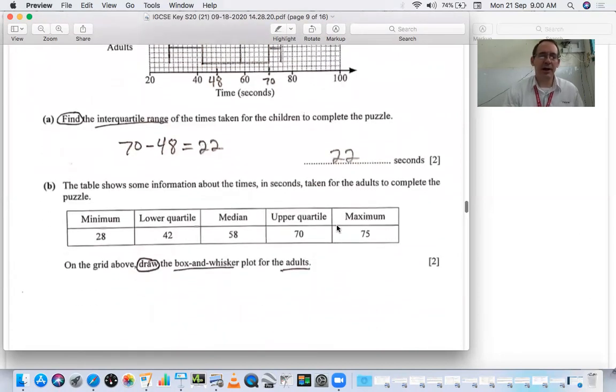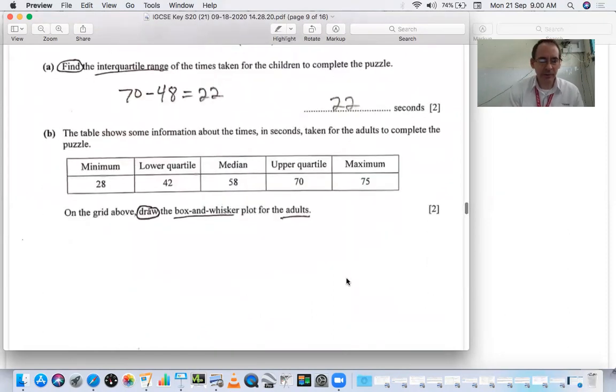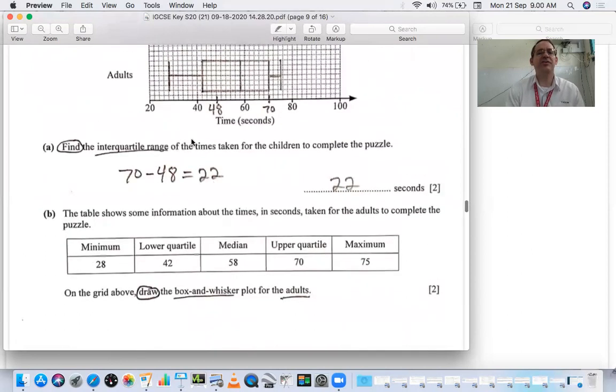Here it gives you your 5 number summary for adults: minimum, Q1, median is Q2, upper quartile is Q3, and maximum. So it wants you to draw a box and whisker plot for the adults. You just take these: here's your 28, here's your 42, here is your 58, here is your 70, and here is your 75. So there you have a box and whisker plot for the adults.